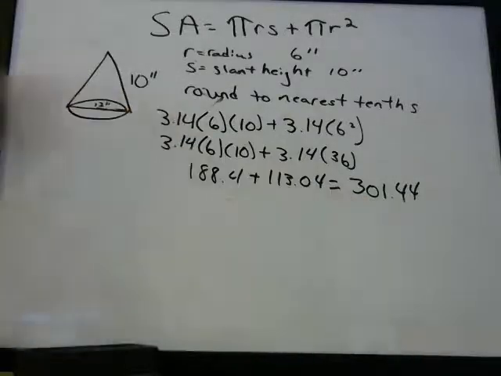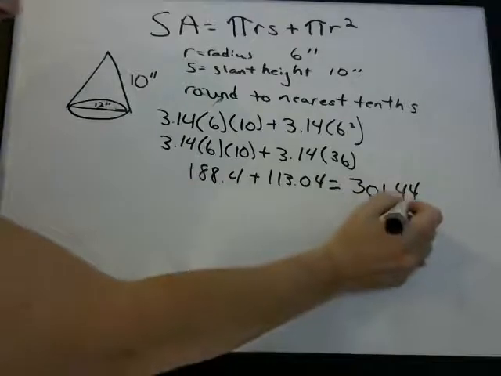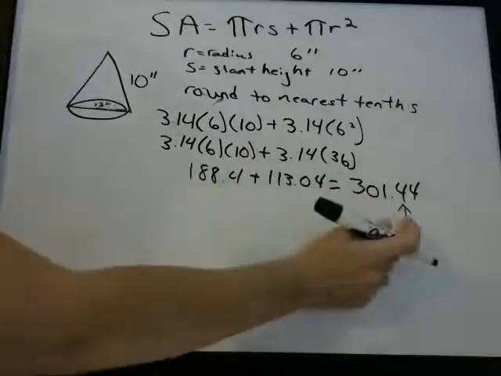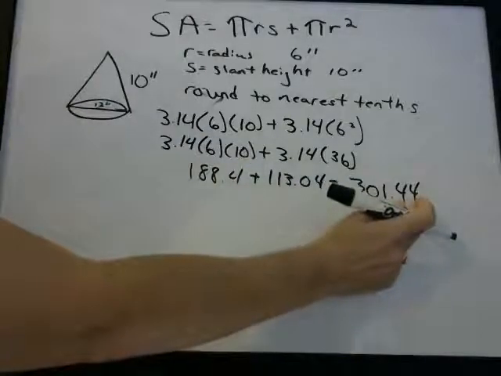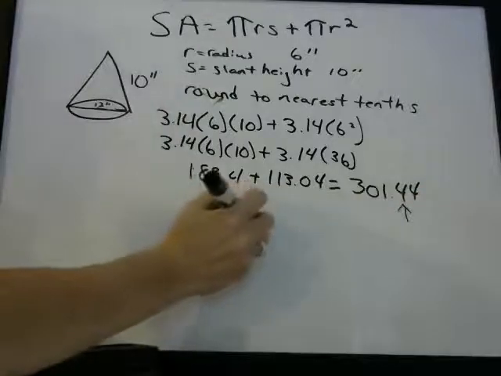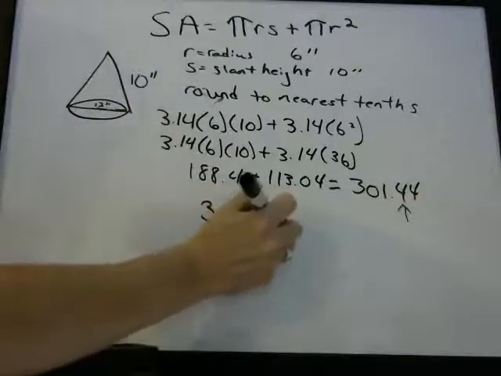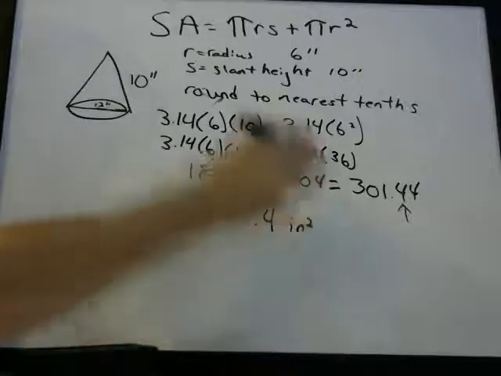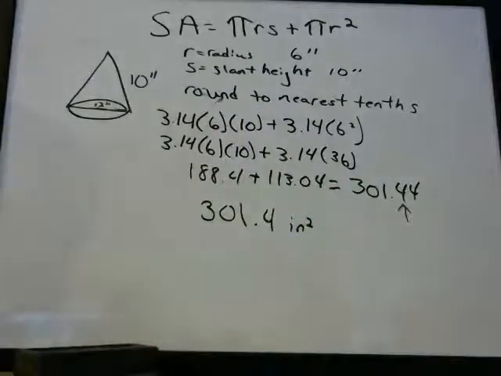So the tenths position is this position right here. It's the first one after the decimal point. And so if you want to round it to that number, you look to the number next to it. That's less than 5, so we round down. Well, we just leave it the same. And it was inches squared. 301.4 inches squared.